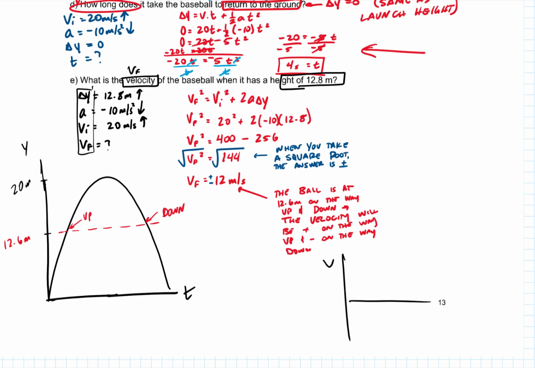If we look at our velocity versus time graph, we start off with a positive velocity. It's going to be 0 here. It's going to be negative down here. Once we get to 12.8 meters, that's on the way up. That's on the way down. That corresponds to our up and down spots.